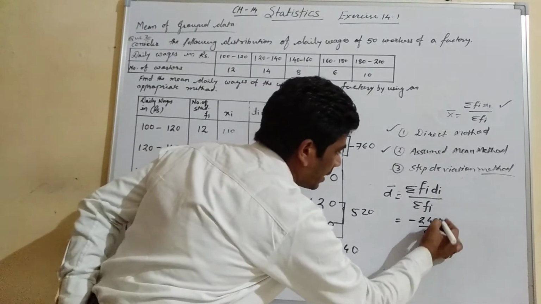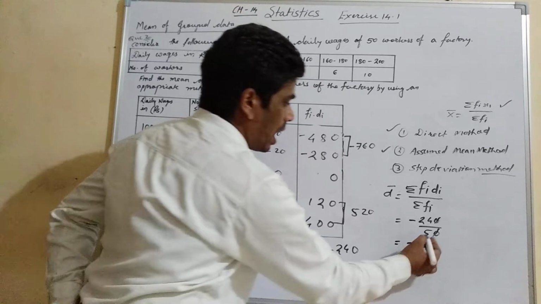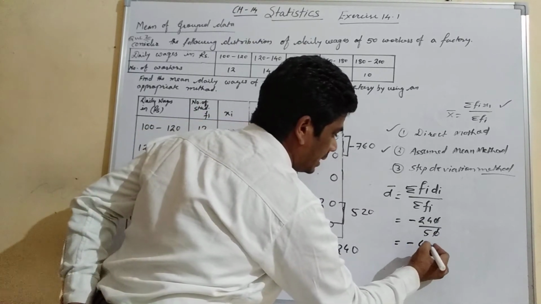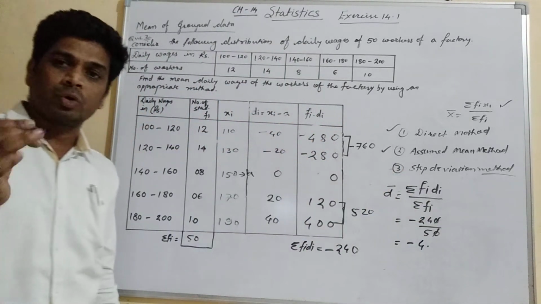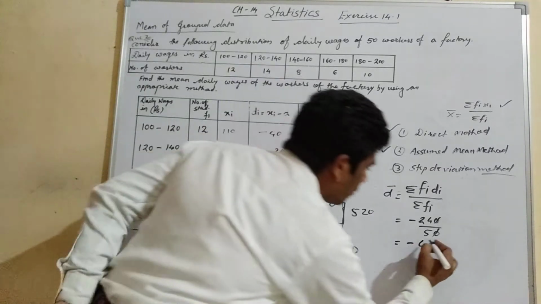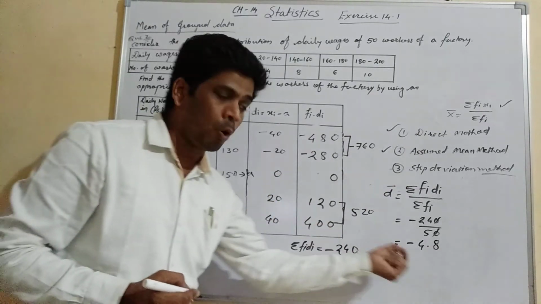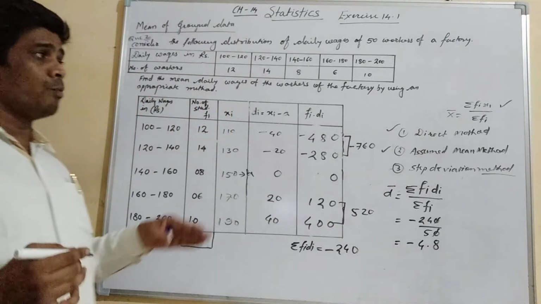This 0 0 will be cancelled. It will be negative: minus 5 4s are 20, remainder will be 4, 40, 5 8s are 40, means minus 4.8 we got. Now we have to find x bar.